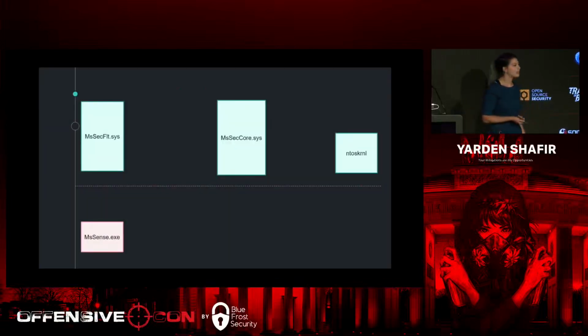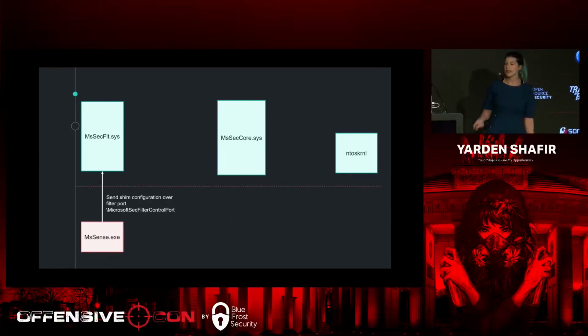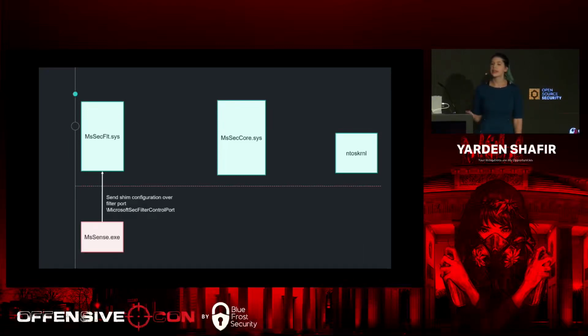So what happens when your system starts? MSSense, the user mode process for Defender ATP, sends the required configuration to MSSecFLT. Tells it, we want to block calls to ZwTerminateProcess if the target is a PPL. We want to log calls to NtMapViewOfSection when the target is the physical memory device. MSSecFLT updates its internal configuration, and then it calls SecBindHost, an exported function from MSSecCore.